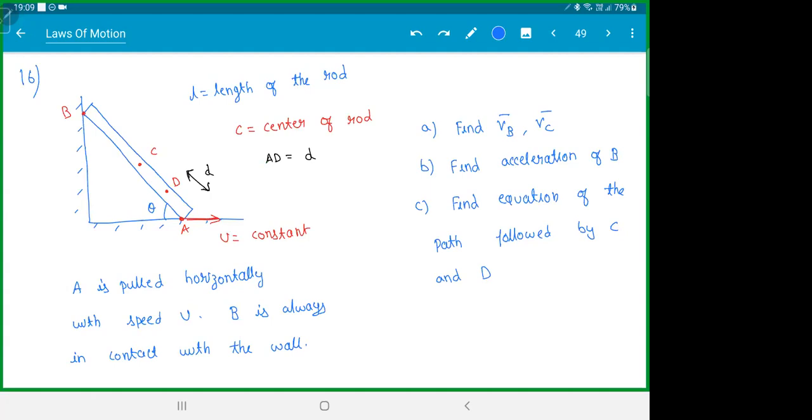Question C. Velocity of C, that has not been done yet. How to find velocity of C? Try. Find velocity of C and the path followed by C and D.